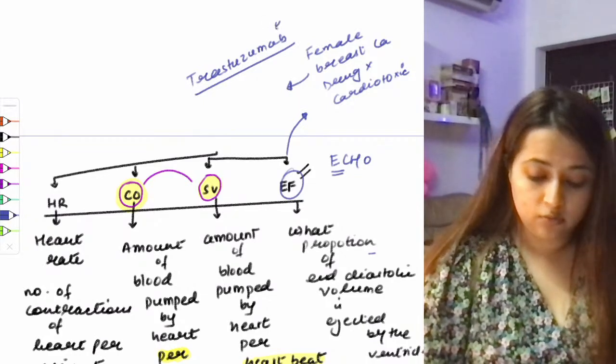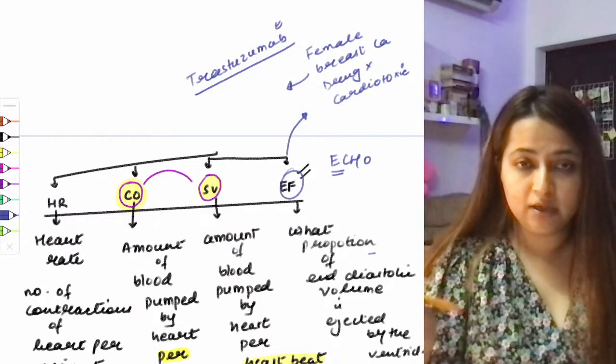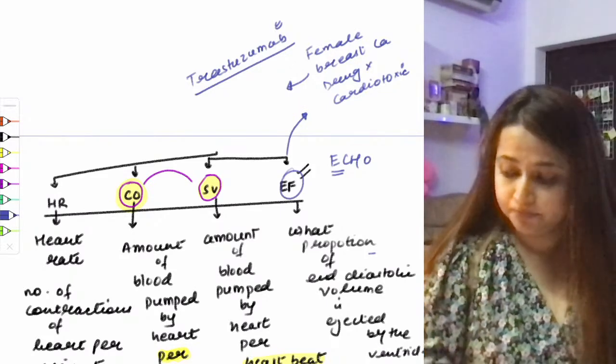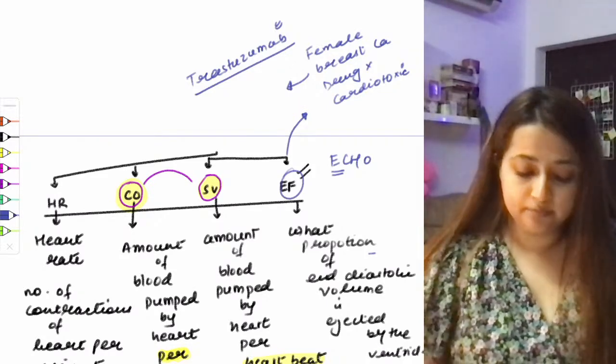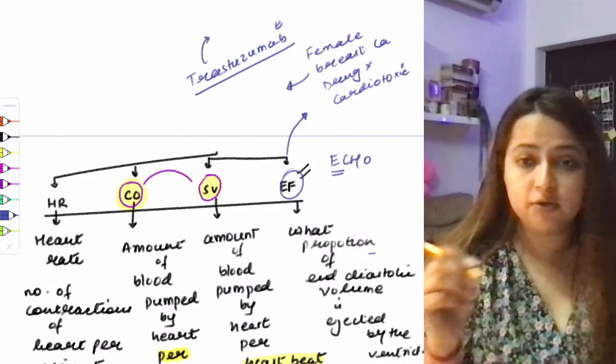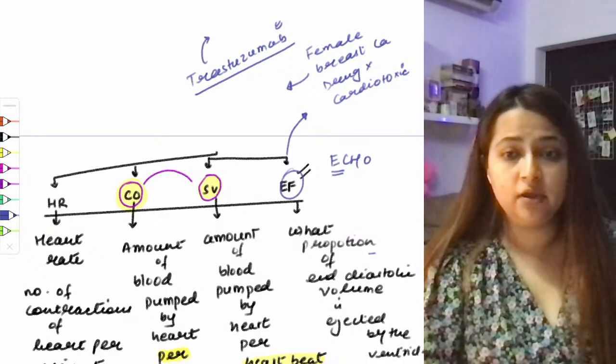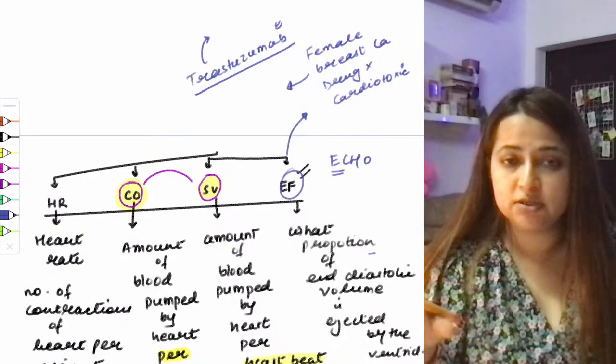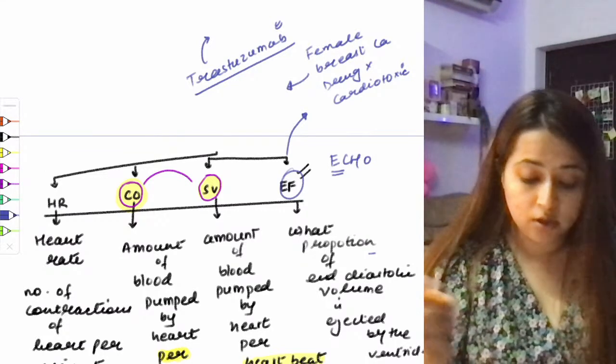Now, Trastuzumab is known to be a cardiotoxic drug because it leads to cardiomyopathy. Now imagine if you start Trastuzumab in a patient who already has a pre-existing cardiac condition. You are going to end up with this patient in heart failure.